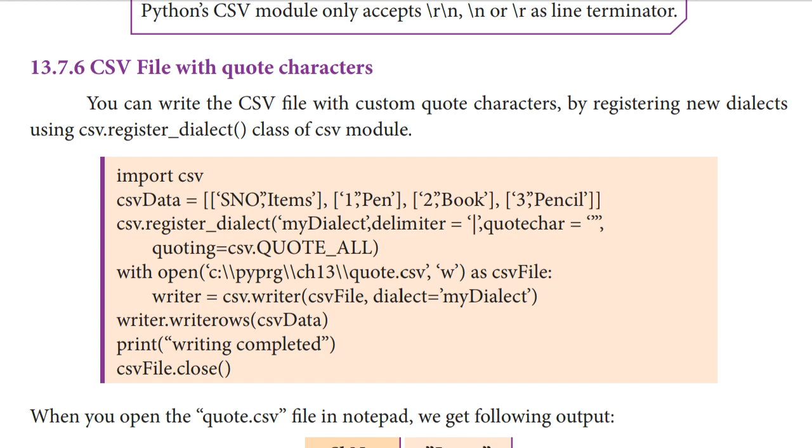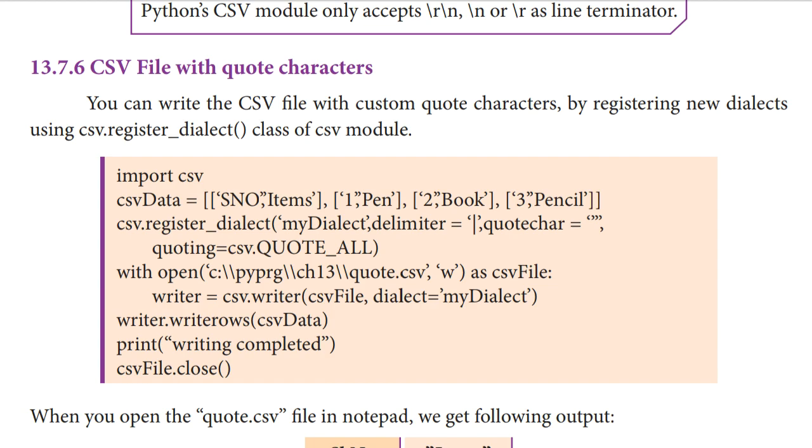Next we are registering the new dialect with the help of the csv.register_dialect class. So my dialect, here we are using the delimiter pipe, then quotechar is equal to, we mentioned the double quotation. So this is the new dialect we are registering here. quoting is equal to csv.QUOTE_ALL. So what does QUOTE_ALL do? It puts double quotation marks around all the data when we display the CSV file.